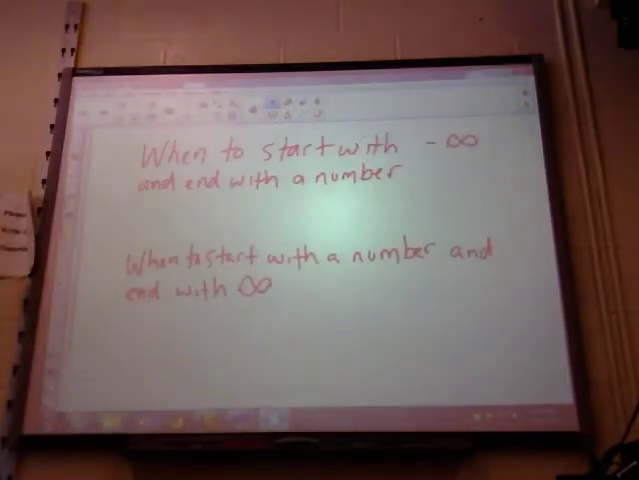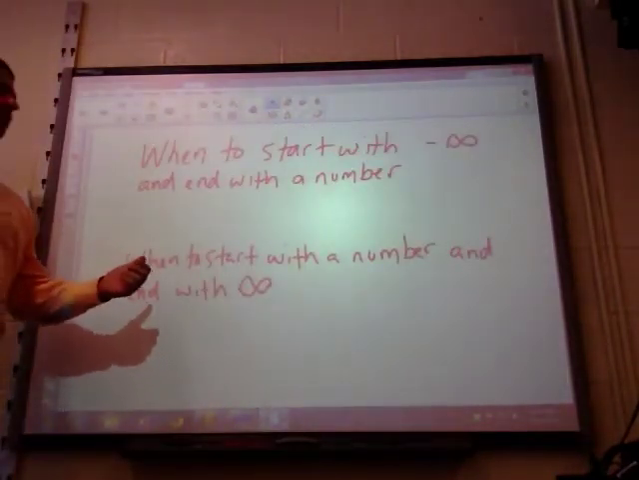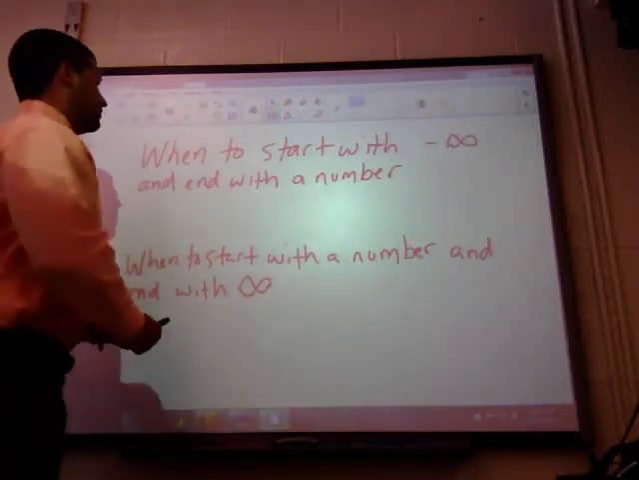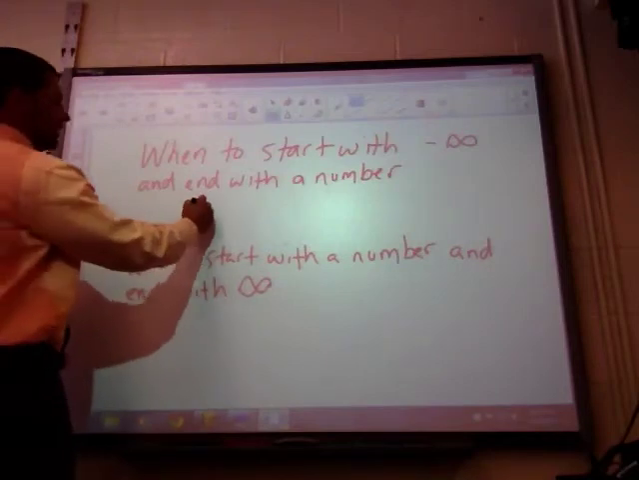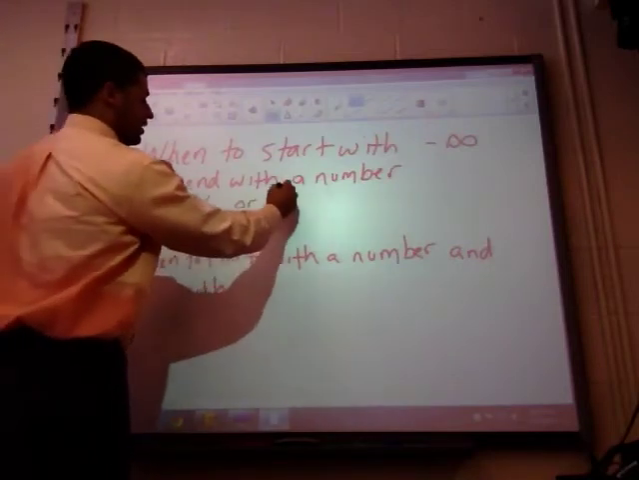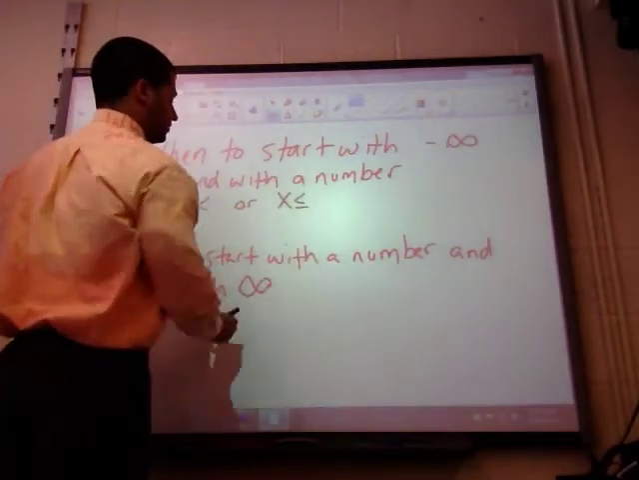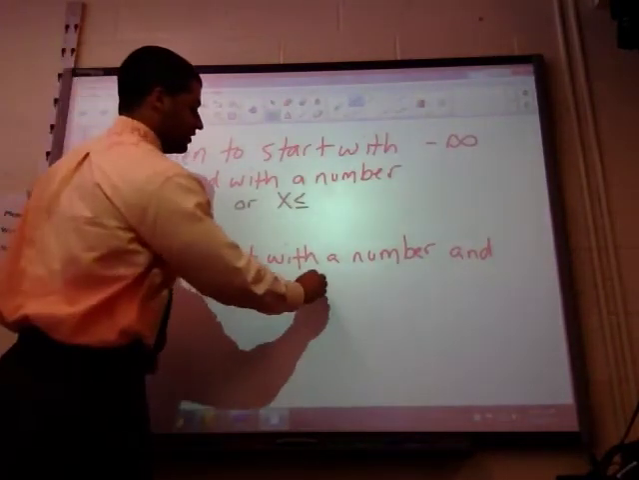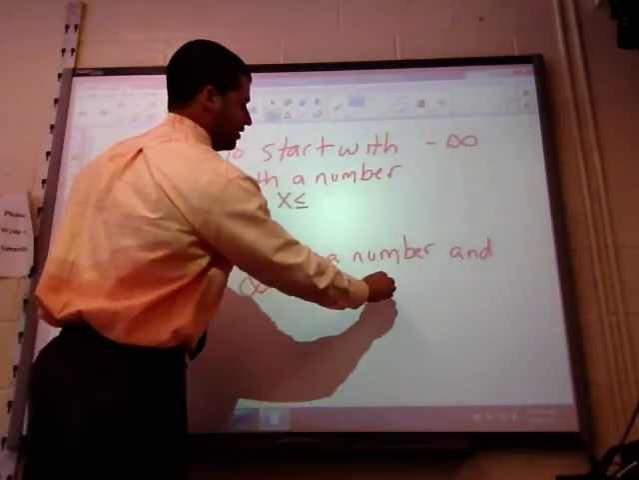Next, when do we start with negative infinity and end with a number? And when do we start with a number and end with infinity? Well, simply, we start with negative infinity when x is less than or x is less than or equal to. We start with a number and go to infinity when x is greater than or x is greater than or equal to.